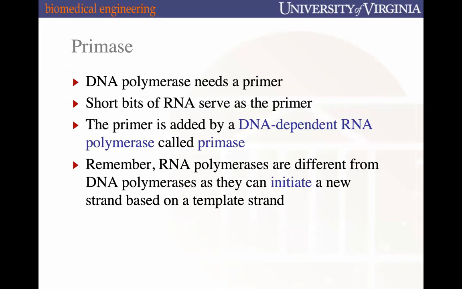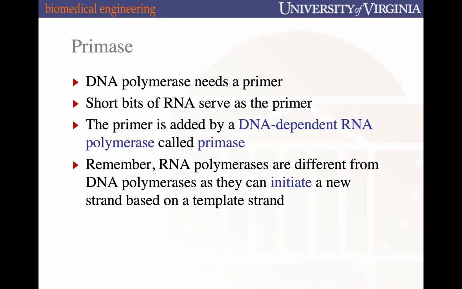So primase is the enzyme by which we have the short RNA sequences that serve as the primer. And it requires DNA. It creates an RNA primer that corresponds to the template strand of DNA. And so this is going to be a mouthful: primase is a DNA-dependent RNA polymerase. It's making RNA, and it requires a template DNA strand for which to make a primer that matches to it.